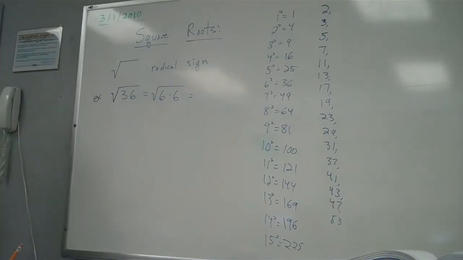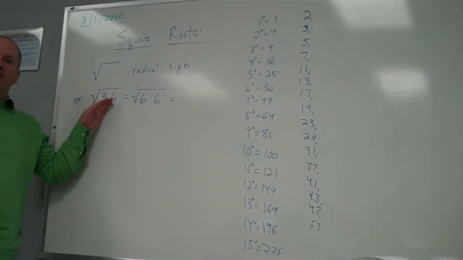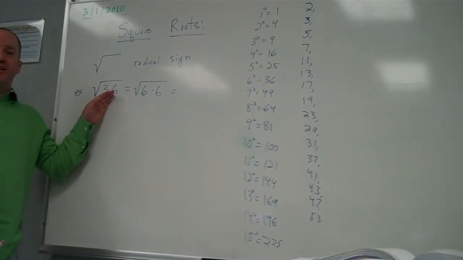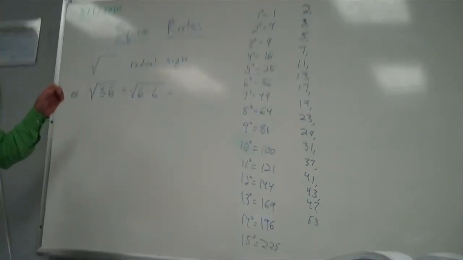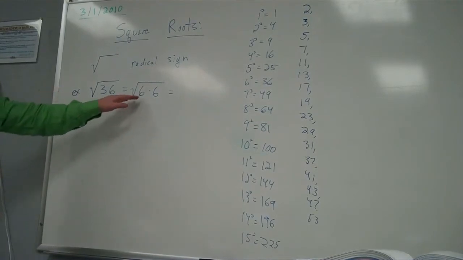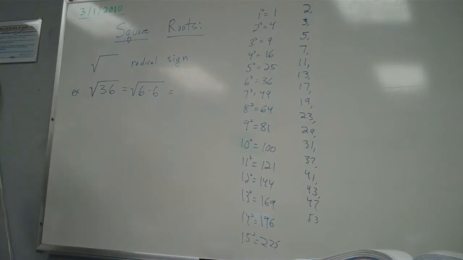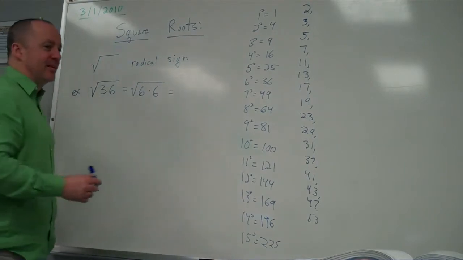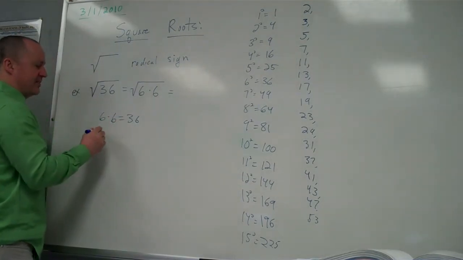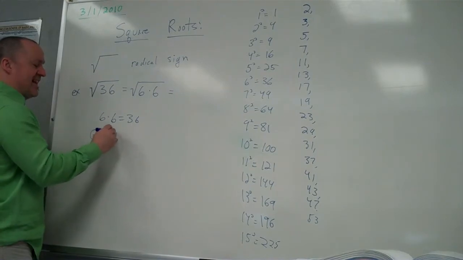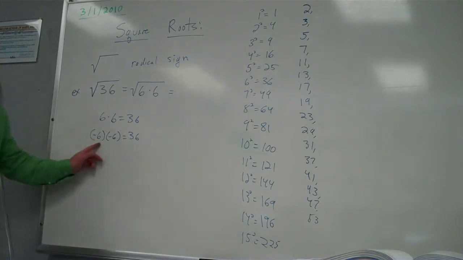I was taught this a little differently than your book. Just out of curiosity, is there any other number that you can multiply by itself and get 36? It's got to be multiplied by itself for it to work as a square. Negative 6. Remember how negative times negative is positive? 6 times 6 equals 36. Also, negative 6 times negative 6 equals positive 36, right? Does that make sense? Yeah, it does.